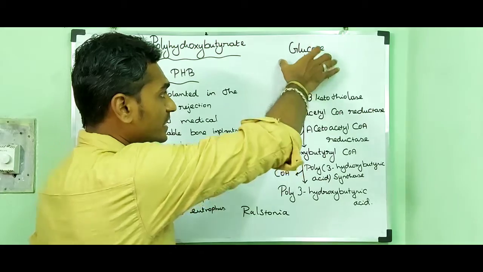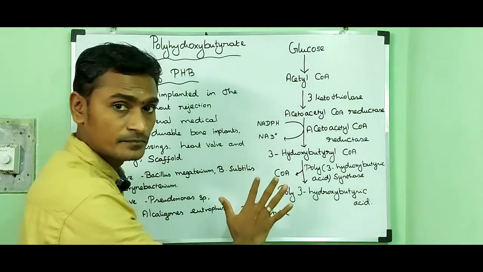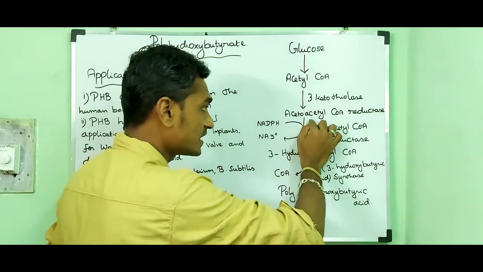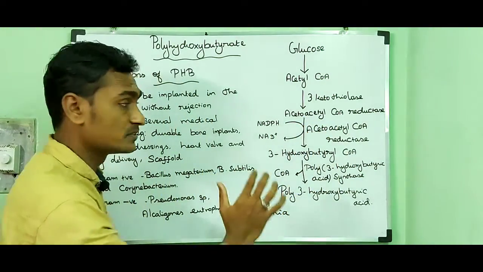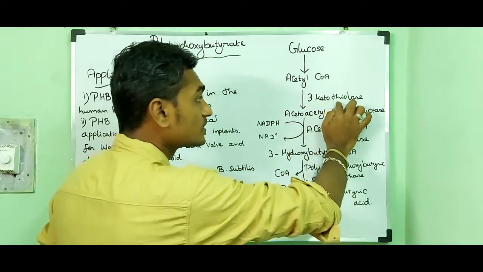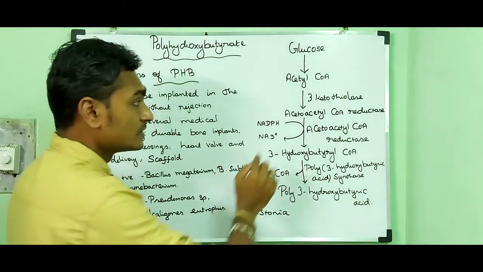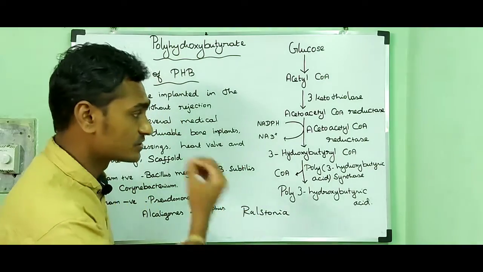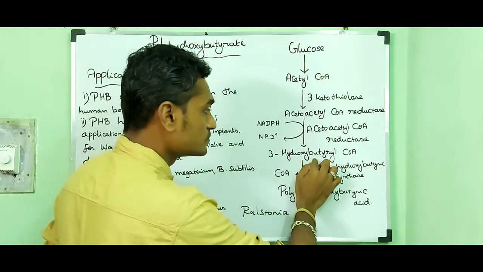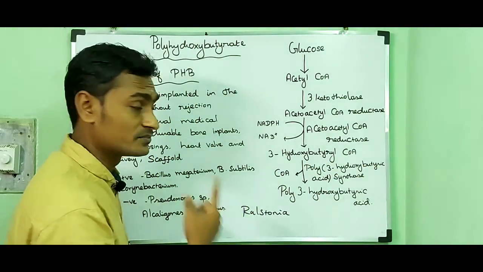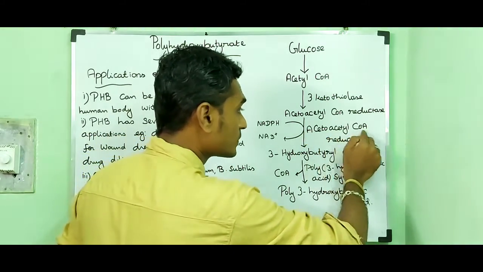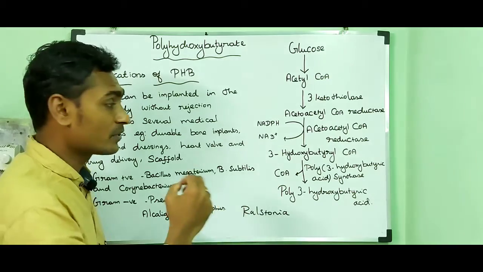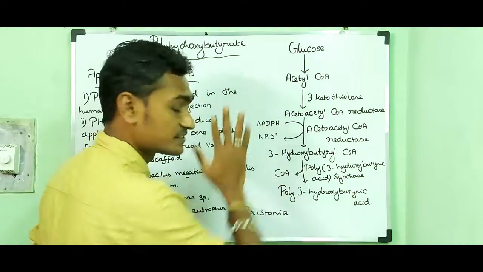Then I am going to tell you the steps involved in PHB production. Glucose gets converted into acetyl-CoA. Then this acetyl-CoA gets converted into acetoacetyl-CoA with the help of the enzyme 3-ketothiolase. Then acetoacetyl-CoA gets reduced into 3-hydroxybutyrate-CoA with the help of the enzyme acetoacetyl-CoA reductase. The reducing equivalents are supplied by NADPH.